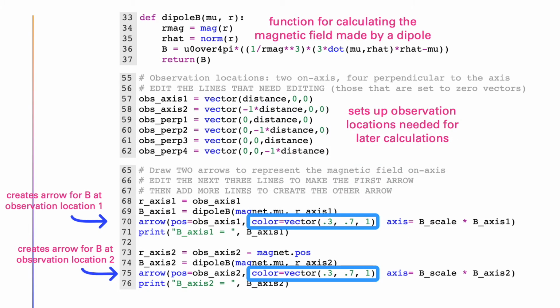So here's the code. Up top we have the function for calculating the magnetic field made by a dipole, and then we set up observation locations needed for later calculations. We have some that are on axis and some that are off axis. Down here at the bottom is the on axis ones.